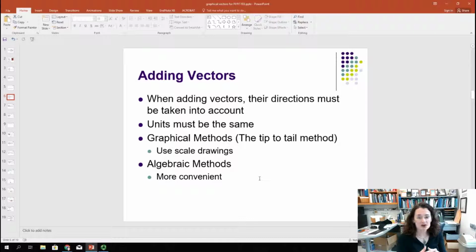Now, today we're going to cover the graphical method, which is sometimes called the tip-to-tail method of vector addition, in which you use scale drawings to add the vectors. In a later lecture in class, we're going to cover algebraic methods for adding vectors, which is more convenient lots of times, but sometimes a little bit more mathematically complicated.